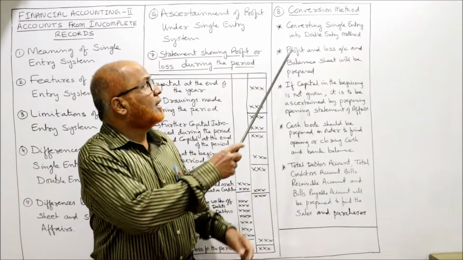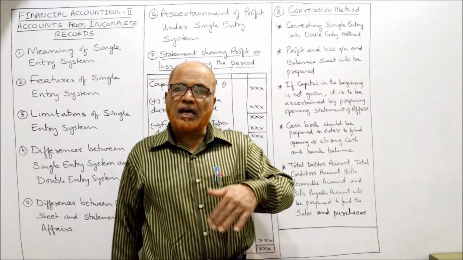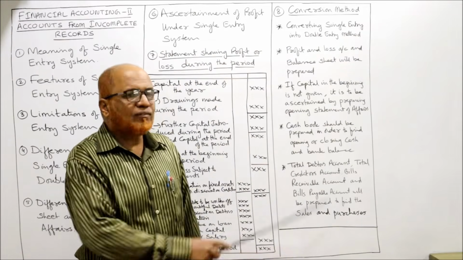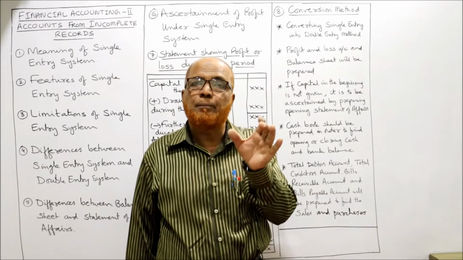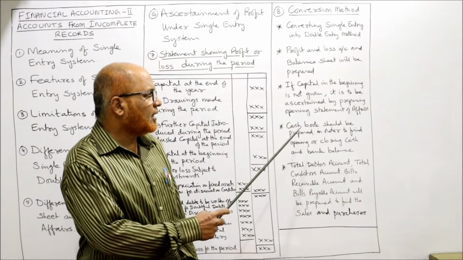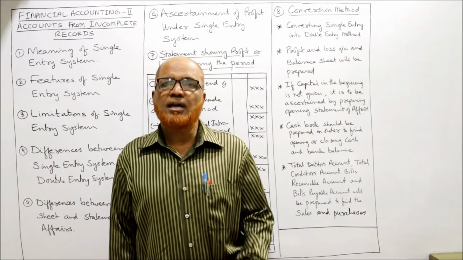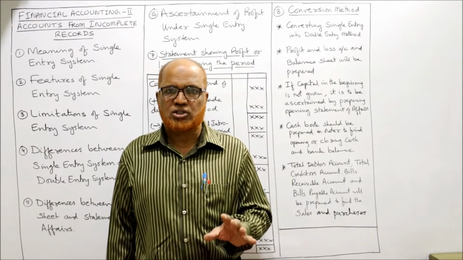So how to convert here? Converting, profit or loss account and balance sheet will be prepared. Once we convert the single entry into double entry, we can make the profit and loss account and balance sheet. If capital at the beginning of the year is not given, we make a statement of affairs at the beginning of the year to find out the capital in the beginning. Then cash book should be prepared in order to find out the opening or closing cash.